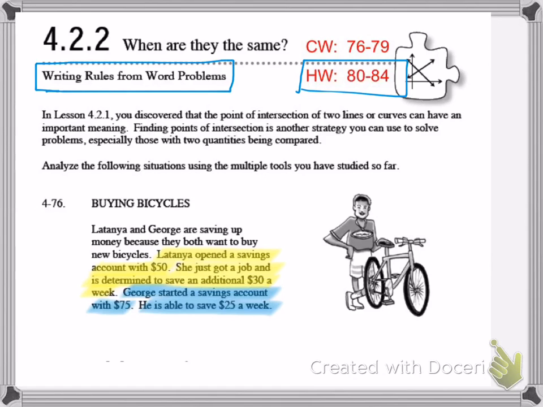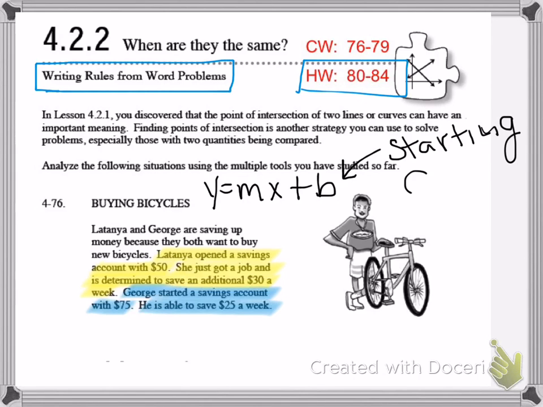So using that information, we're going to learn how to write an equation in the form of y equals mx plus b. Remember that the b value is your starting amount. And then the m value is your growth. What are we growing by each time?